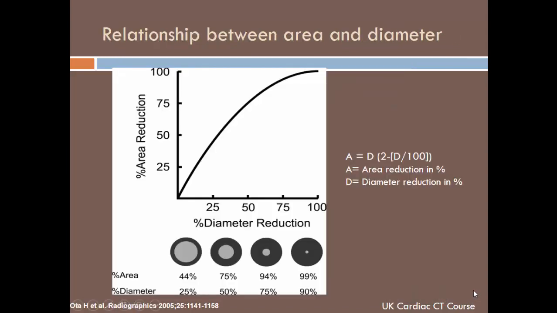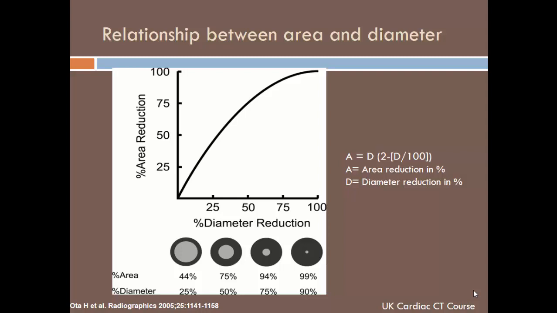Now, what we normally describe the stenosis is in terms of diameter stenosis, but we can also describe on CT angiography area stenosis as well, because it has the capability of measuring the actual area of the lumen at the point where the plaque is, and also at the normal parts of the coronary artery.